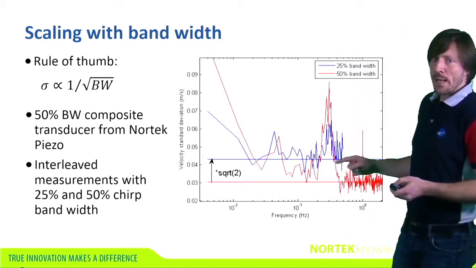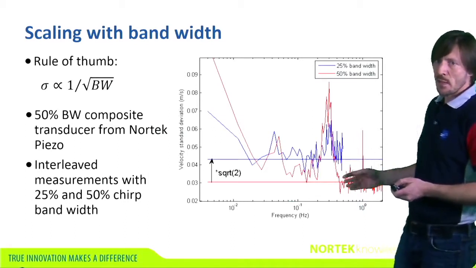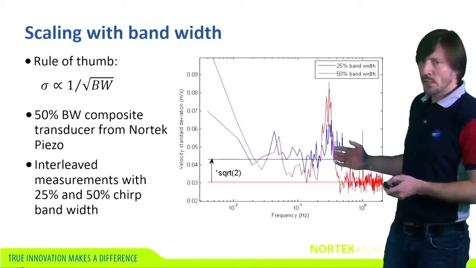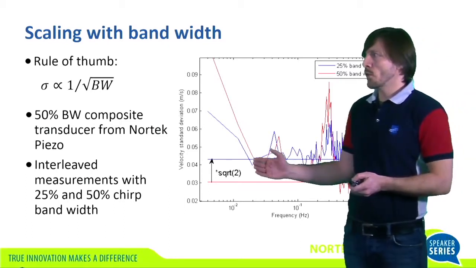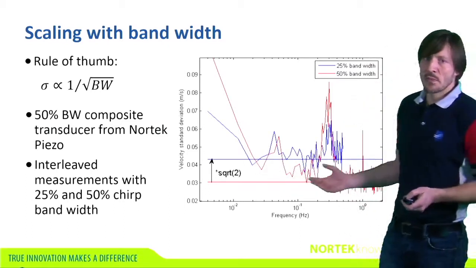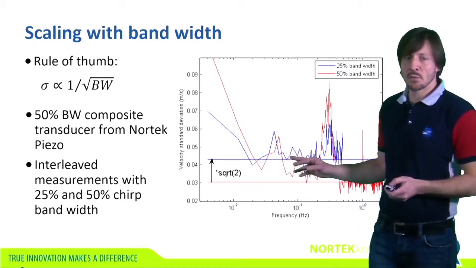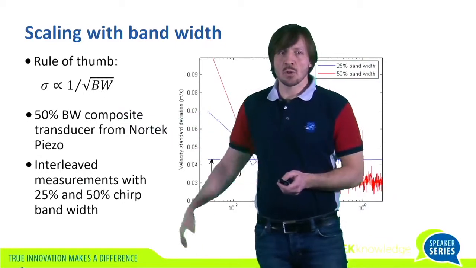Now, at the high frequency, this blue curve wasn't sampled as densely as this red one. So unfortunately, we don't have all the information up here. But we can see that we do seem to hit the noise floor down here and also over here. So I think it's fair to say that the noise floor probably is about here for this blue curve. So this square root scaling law seems to hold.